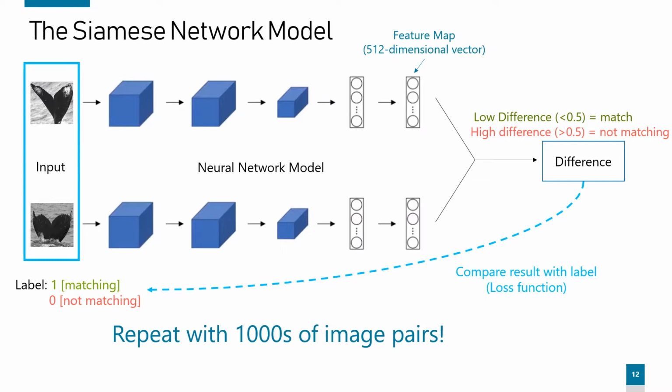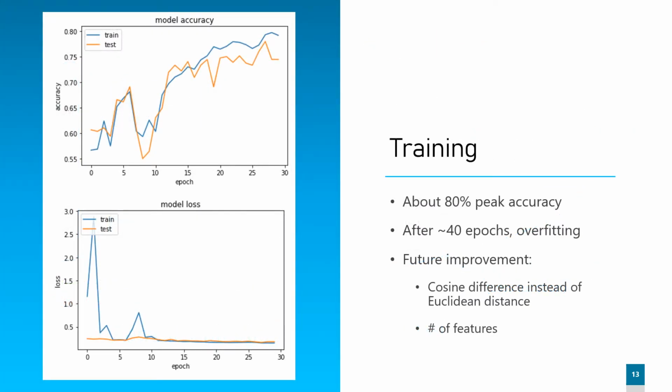Over the course of the training cycle, the model learns and automatically adjusts its weights to better identify the features that matter. After training, the model reached about 80% peak accuracy, which meant that it correctly predicted whether or not whales were matching about 80% of the time. After 40 epochs of training, I noticed overfitting, which meant that the train accuracy was increasing while the test accuracy was dropping off. For future improvement, I'd like to try using cosine difference instead of Euclidean distance for the difference function, and changing the number of features. Currently, it is using 512 features, but perhaps using a higher or lower amount of features could help the model.